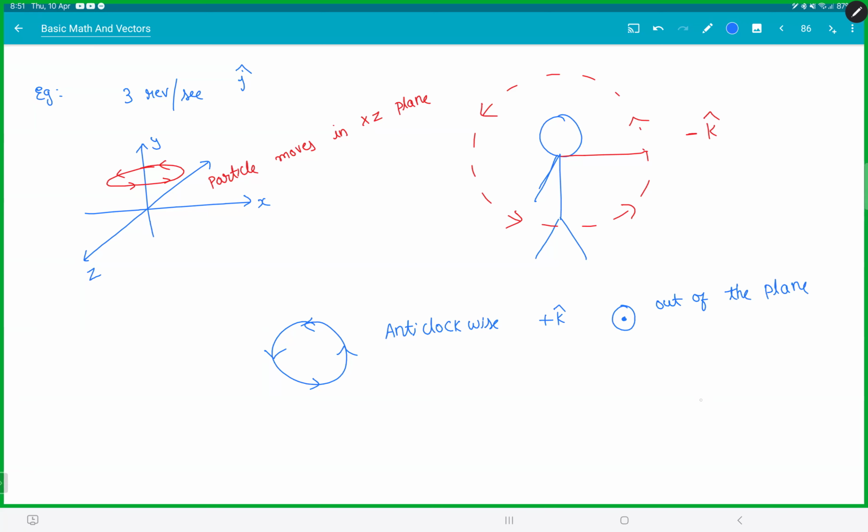So sometimes people will write like this. They'll write a dot here and they'll say 2 revolutions per second. It is understood: thumb is pointing out and it is rotating anti-clockwise. Suppose something is rotating this way. This is clockwise. This is minus k cap. We show it with a cross, meaning this is into the plane.